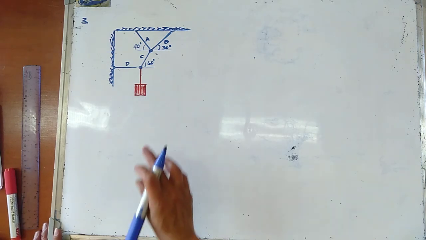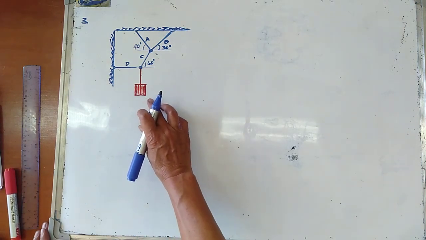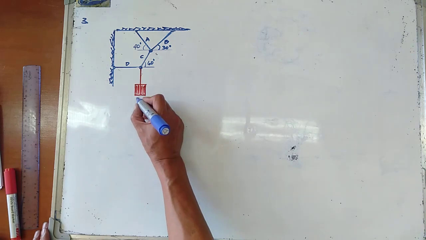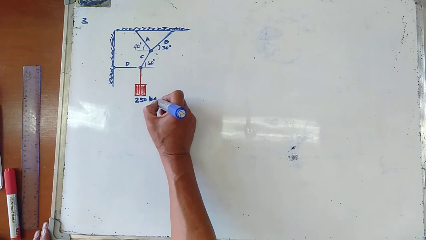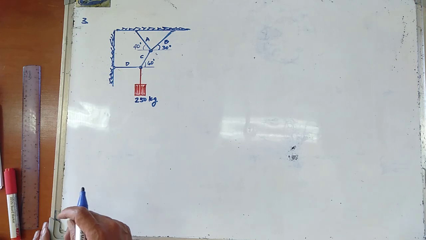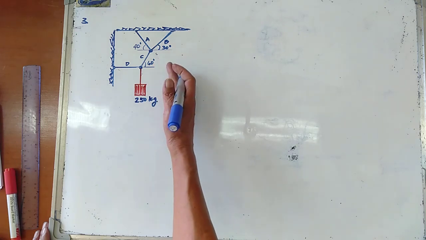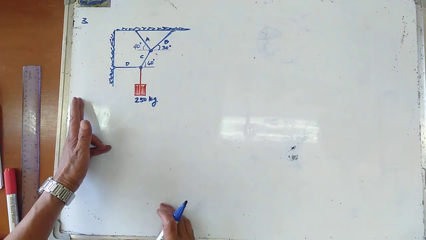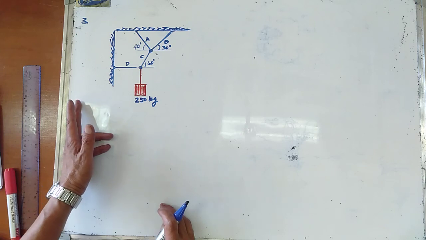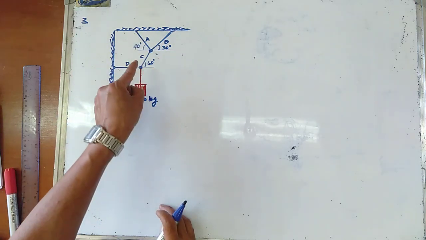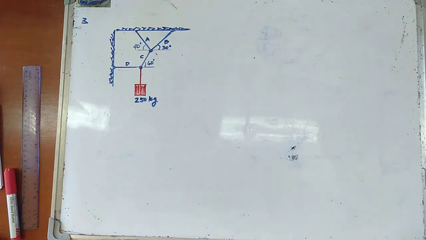Okay, a body with a mass of 250 kilograms is supported by the flexible cable system as shown in the figure. Determine the tensions in cables A, B, C, and D. So let us try to determine the tension in cables A, B, C, and D.